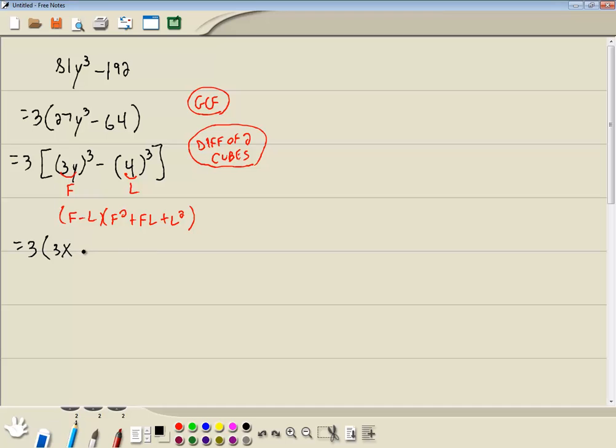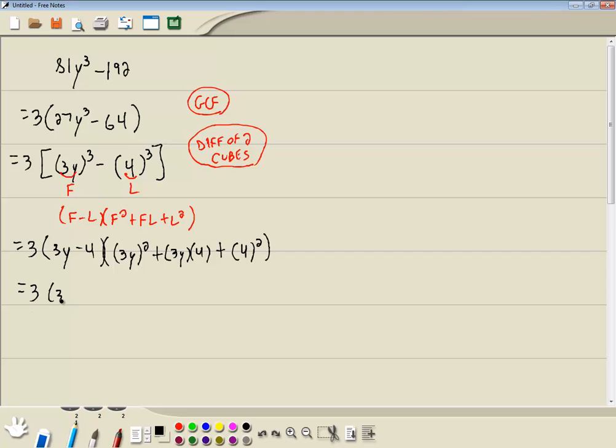So we're going to have 3x minus 4, and then we'll have 3x to the second power plus 3x times... Boy, my eyes are getting bad. Those are y's, aren't they? Okay, let's try it again. Back up. So that's 3y minus 4. Then I'll plug in 3y for the F here. So I got 3y squared plus 3y times 4 plus 4 squared.